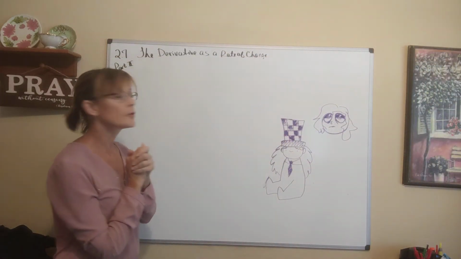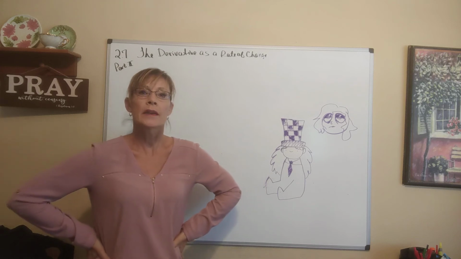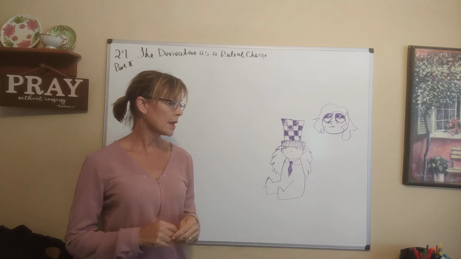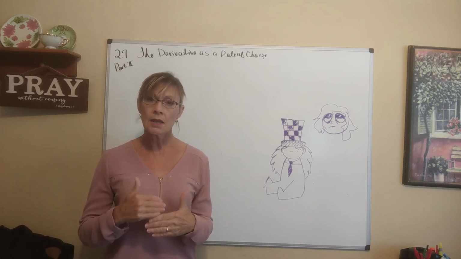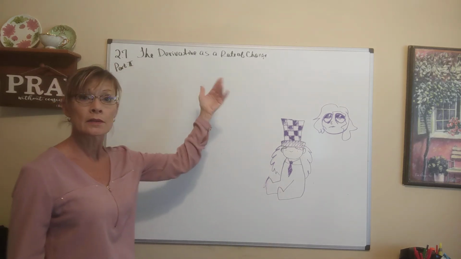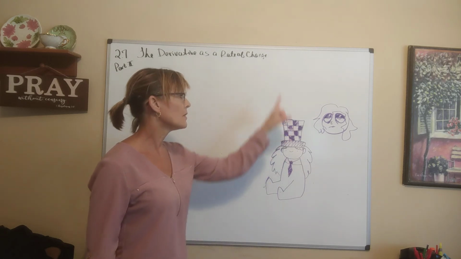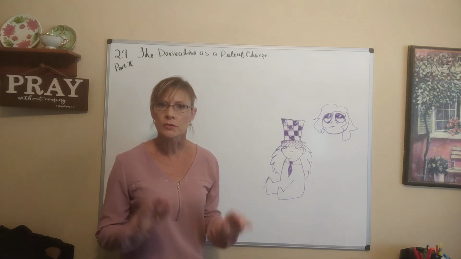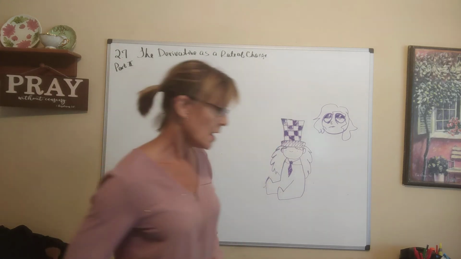Today we're going to look at the derivative, but today we're going to look at it as a rate of change. First time we looked at it as the slope of a tangent line, and we're going to ease our way into looking at it another way, as a rate of change. Okay, these are some pictures that my girls drew, so I'll erase those in a minute.